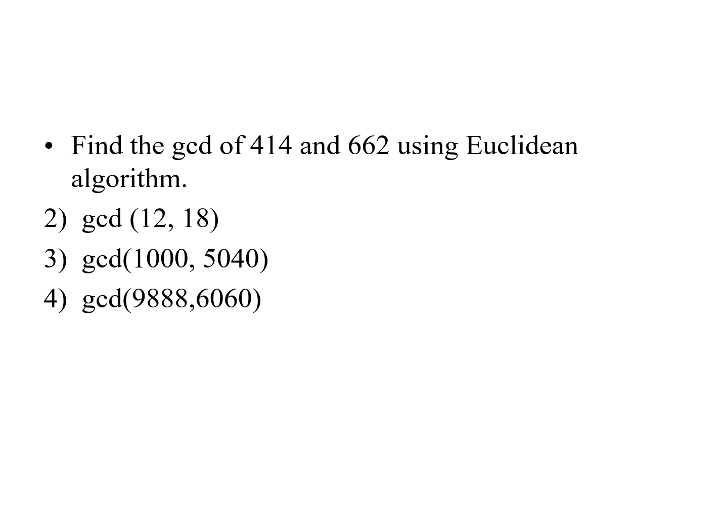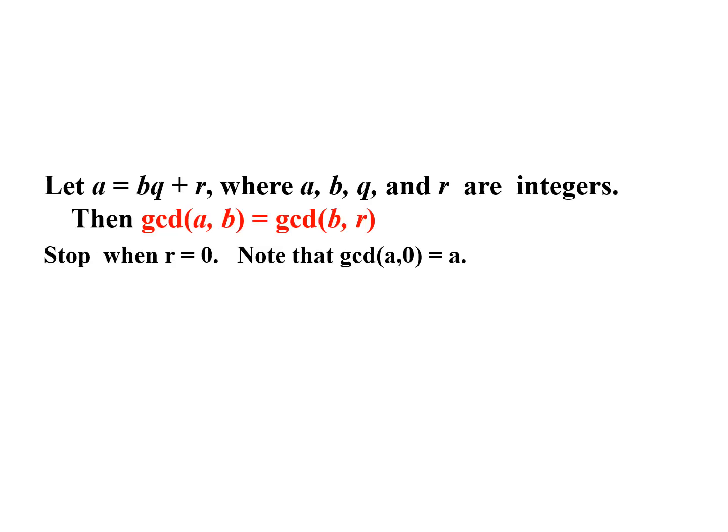All of you try these questions on your own and we can discuss the answers during the interactive session. Thank you. Now you can try these questions based on the idea that you have got and we can discuss the answers in class. Find the GCD of 414 and 662 using Euclidean algorithm.